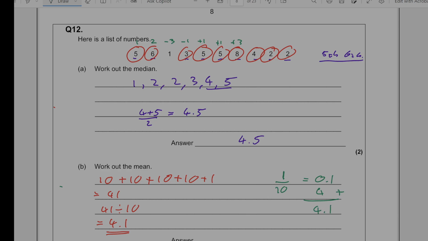And don't worry about that if you're not happy with that. That's kind of an old method, but I find it a little bit easier sometimes.